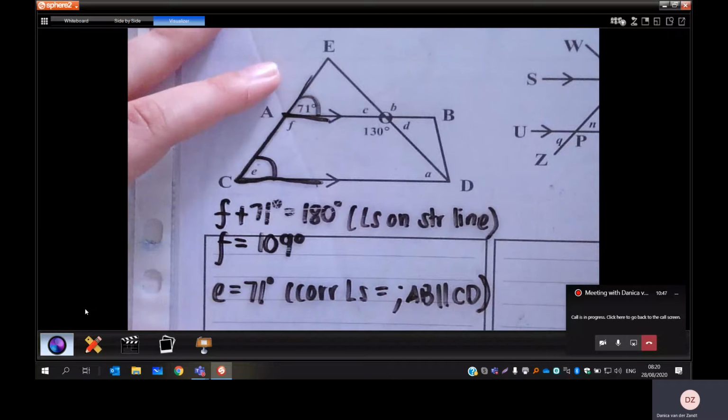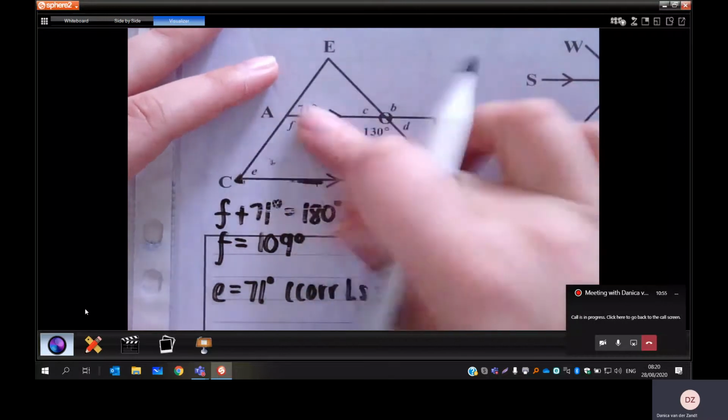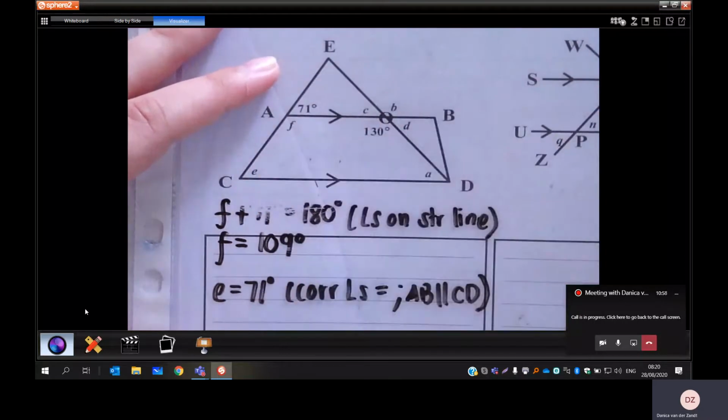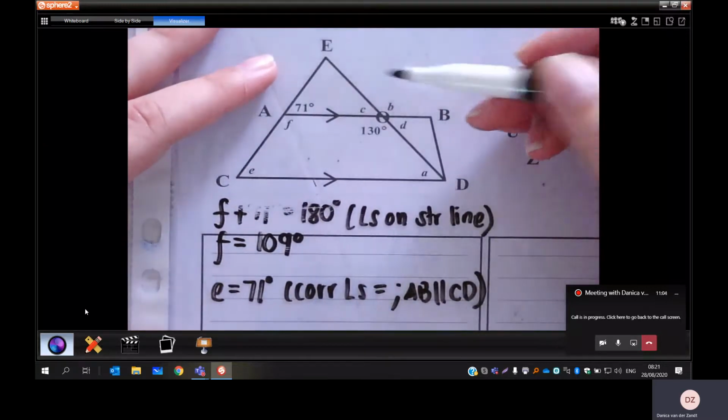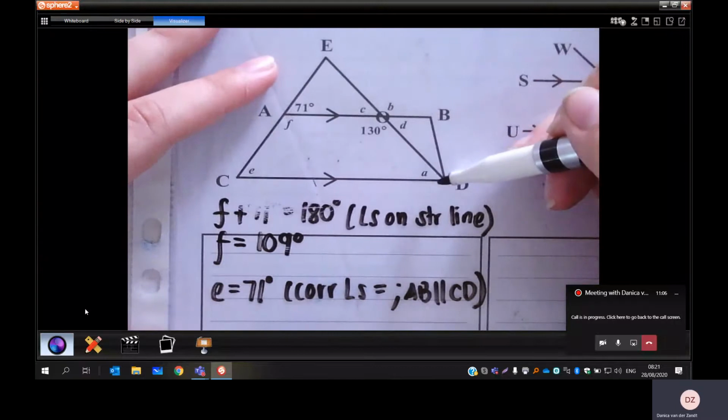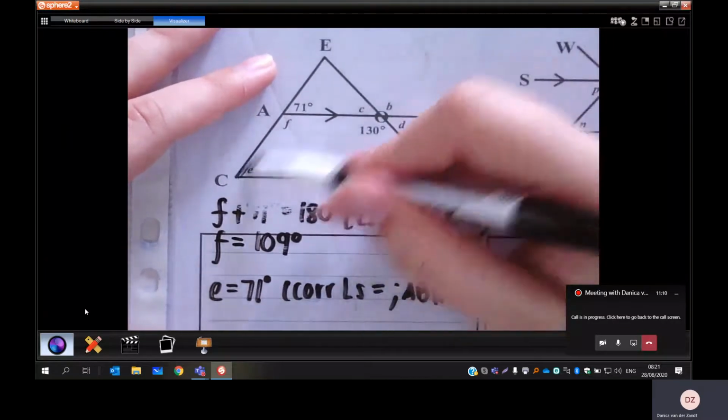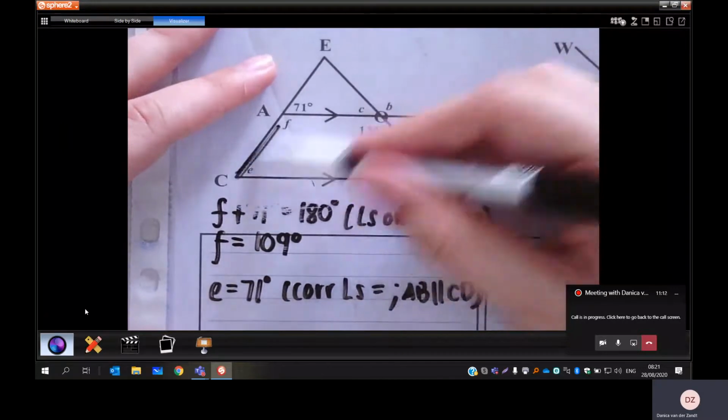What else can I calculate? How would you calculate A? Corresponding angles with C. No, E. E and A together. I don't see any parallel lines with E and A. That's not parallel.